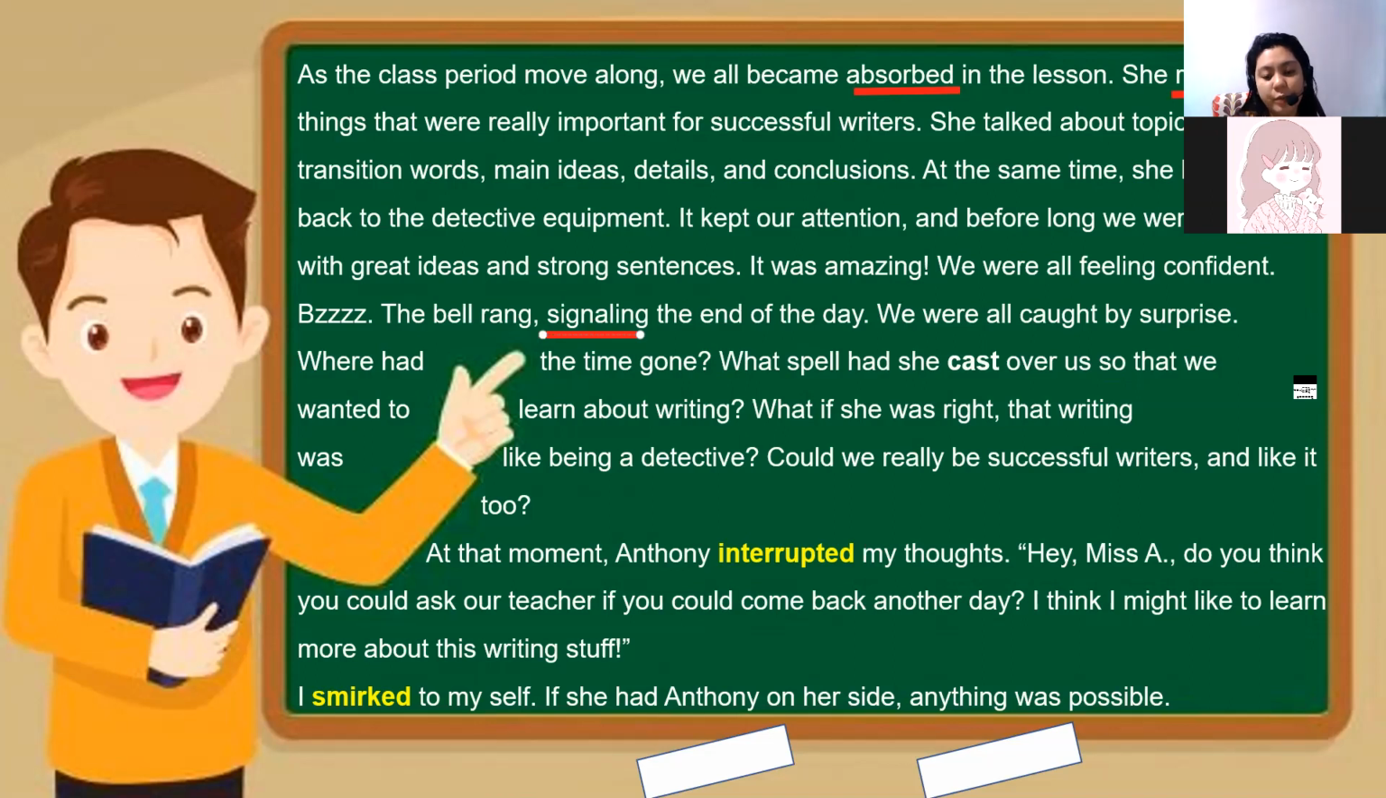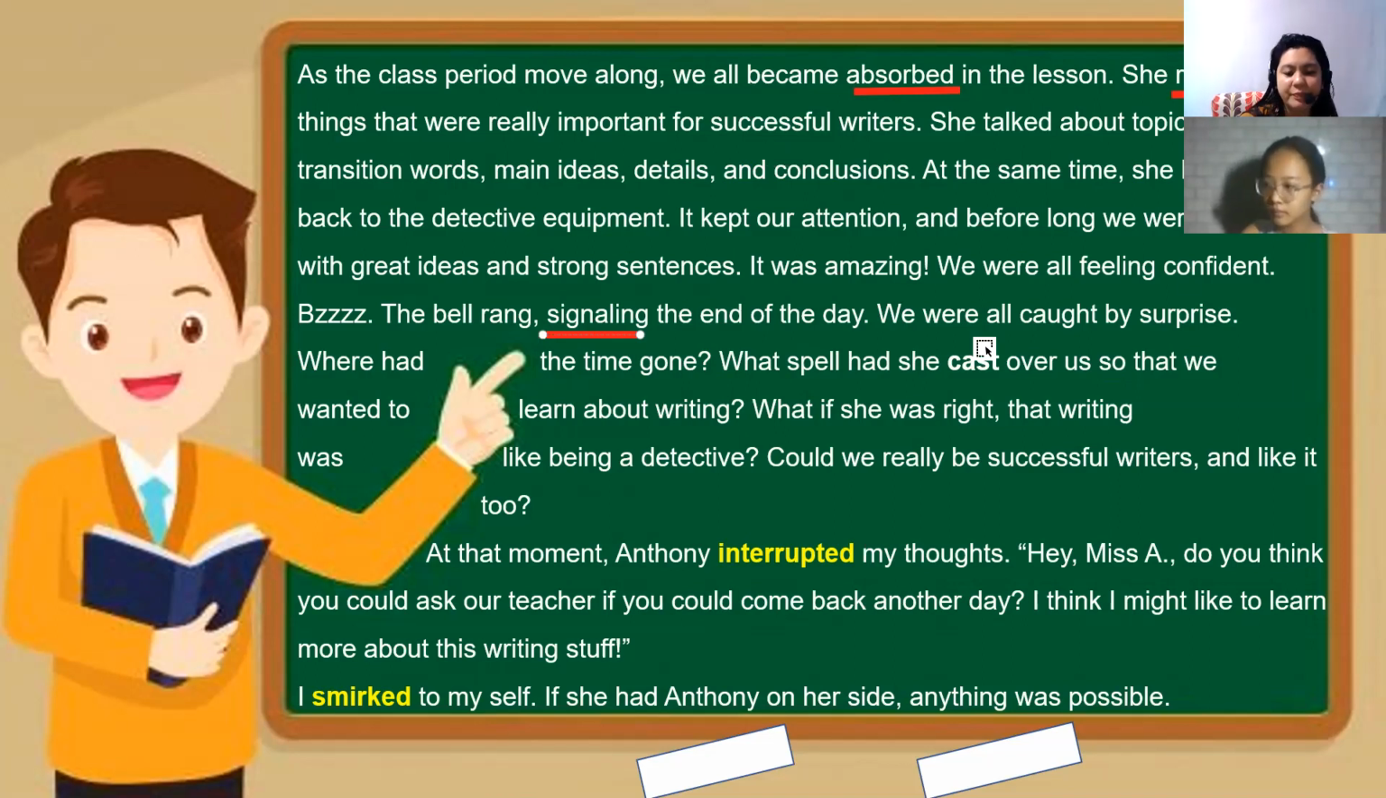And then at that moment, Anthony interrupted my thoughts. Hey, Miss A, do you think you could ask our teacher if you could come back another day? So it means that they like the substitute teacher, because Anthony said, I think I might like to learn more about this writing stuff. And then I smirked to myself. If she had Anthony on her side, anything was possible.